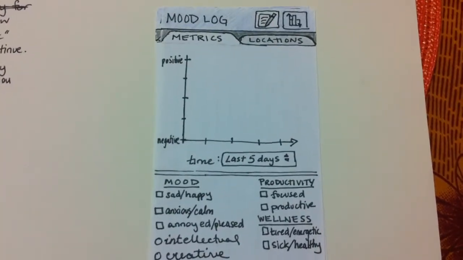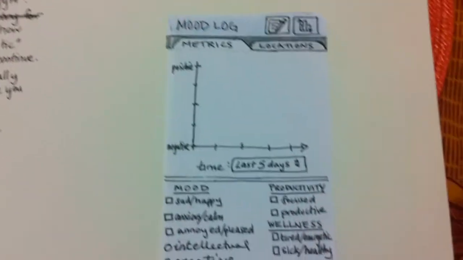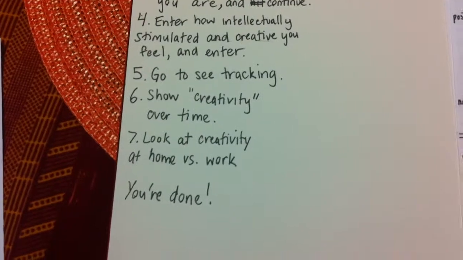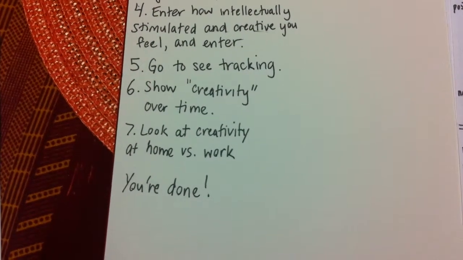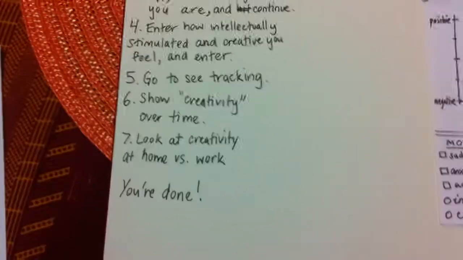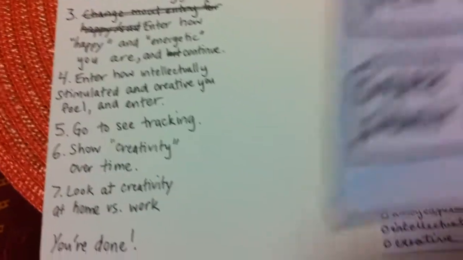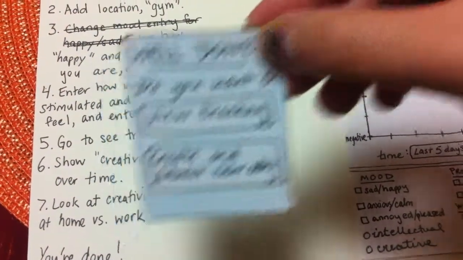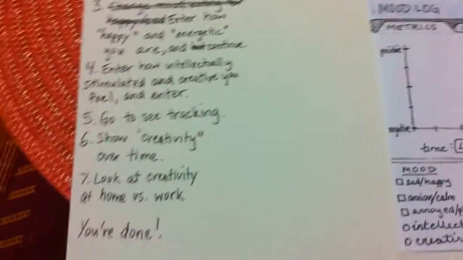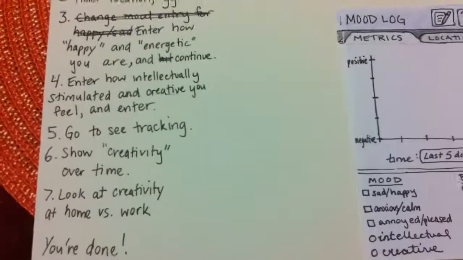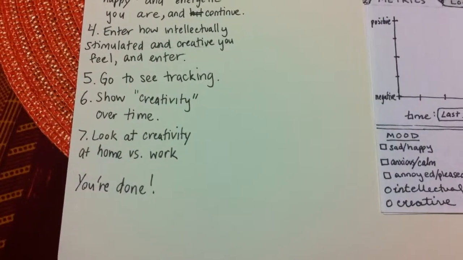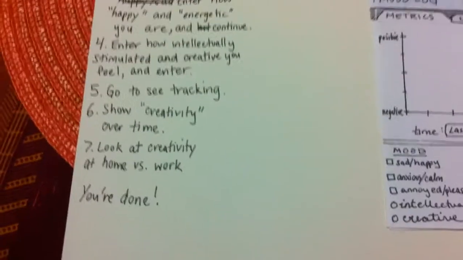There's 2 types of tracking. Either by metrics or location, but let's go through these to figure that out. So go to see tracking. That one I was getting in trouble with. If we go back to this well done notion, it might have been too obvious what to do next, but I couldn't figure out a different way to kind of say, go to the next page, but something to think about. Okay, so show creativity over time.